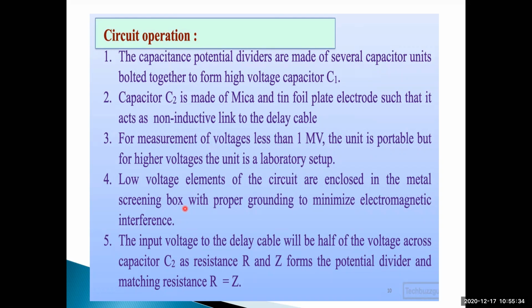So same as that, here also the low voltage elements of the circuit are enclosed in a metal screen box with proper grounding to minimize the electromagnetic interference. Understood? So the input of the delay cable. The input voltage to the delay cable will be half of the voltage across the capacitor C2. I already explained.